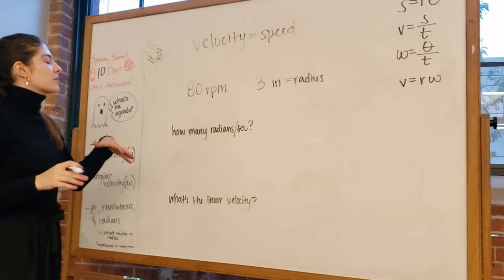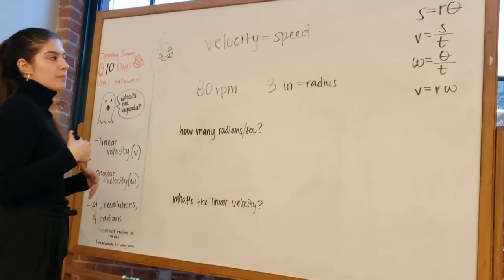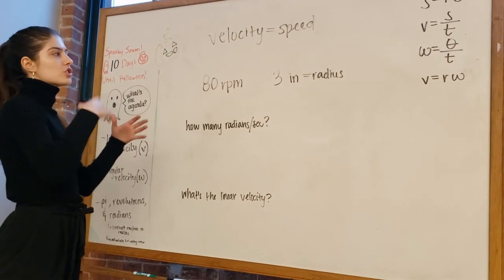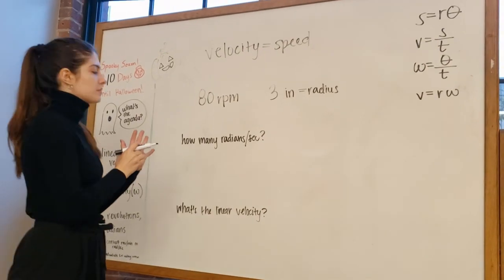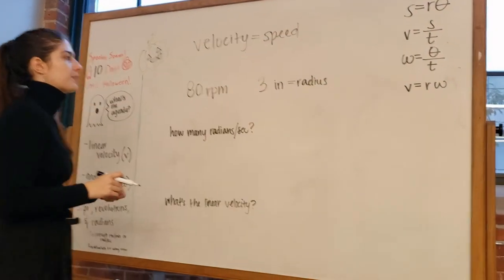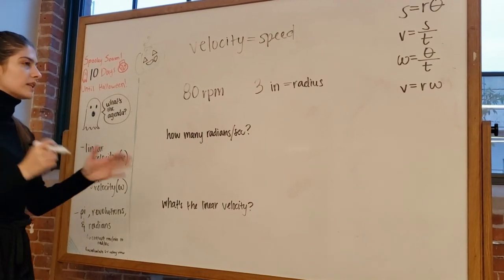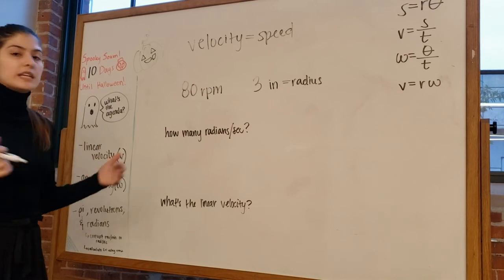So let's say that we're given that something is moving in a circle at 80 RPM, so 80 revolutions per minute, and that this circle has a radius of 3 inches. I wrote it backwards, I'm sorry. Whatever. First, let's say they ask us, how many radians per second is that?